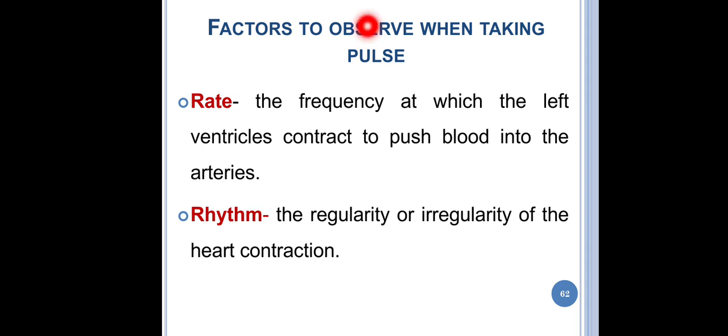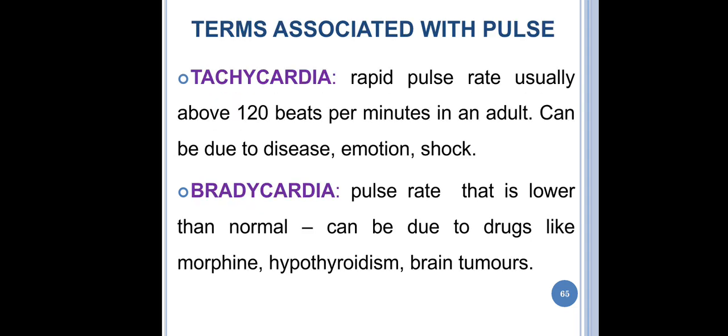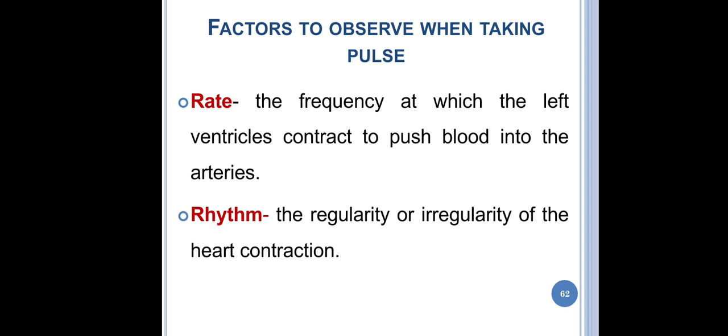And what are these? When you are observing or taking a pulse, you should take note of the rate, rhythm, tension, and volume. Yes, these 4 parameters. When you're looking at the rate, the rate is just the frequency at which the left ventricle contracts to push blood into the artery. So when you're looking at the pulse rate, you want to see the number, for example 72. But of course, there is more to that than the rate itself.